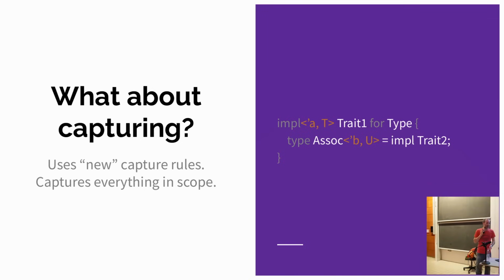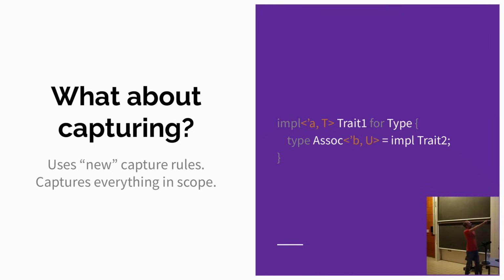Great. So what about capturing? I talked about how lifetimes are really complicated for return position impl trait. For associated type position impl trait, so I think it's like ATPIT or something. These all just grow their acronyms, as you'll see soon. So these use the new capturing rules, the ones that will be the case for return position impl trait in the future. So here it captures everything that's in scope.